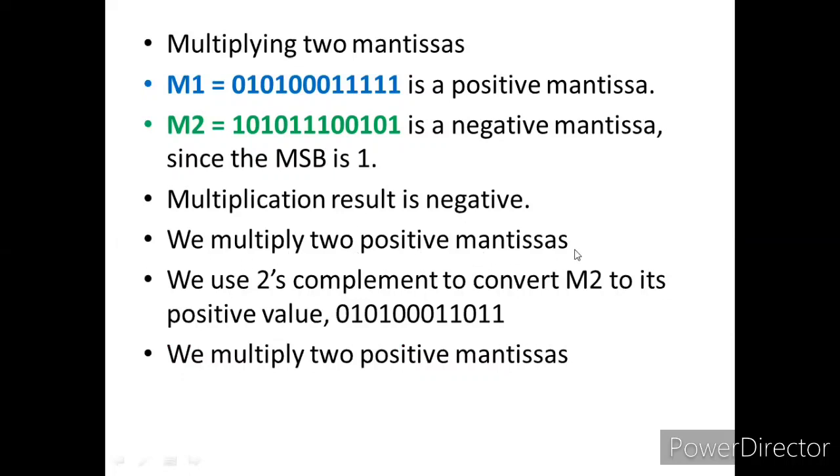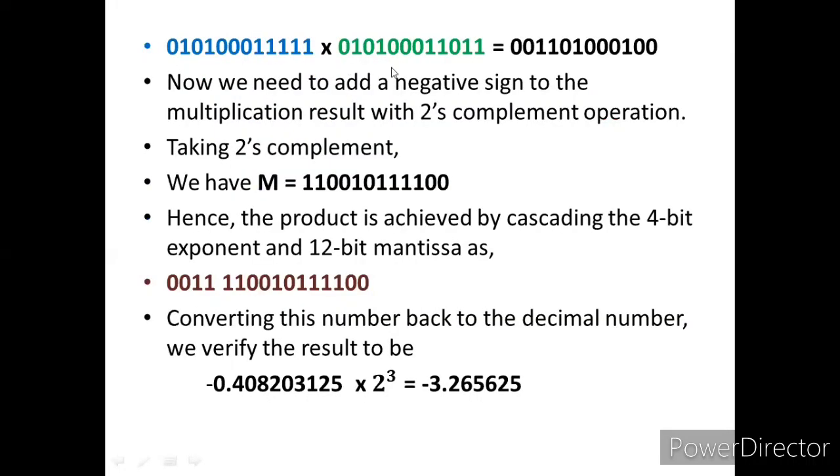Now we multiply two positive mantissas. To multiply them, convert the negative number to a positive number. Converting 2's complement for M2, we get this positive number of M2. Now these two numbers have to be multiplied, that is 0101000 into 01010001 1, and we get the final result as 00110100010 0.